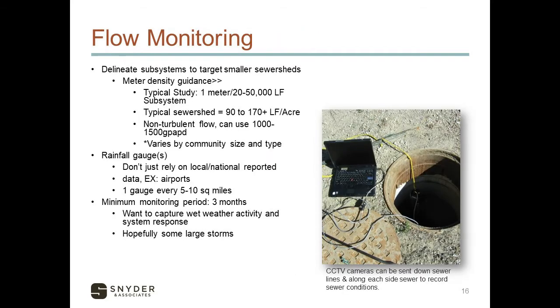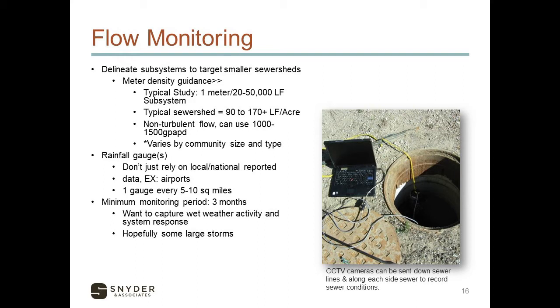What's included in a flow monitoring process is going to be the flow meter equipment and rainfall gauges. And a big point that I want to stress is if you're going through a flow monitoring project, don't just rely on local and national reported data, such as airports. It really makes it difficult for us to process that information and understand what we're trying to do, which is look at a system response. And if we're getting rainfall reported data that is 10, 15 miles away, really anything that's not local makes it very difficult.